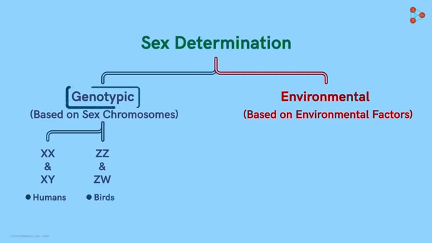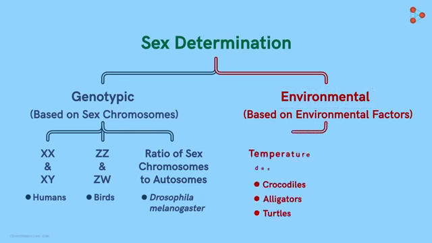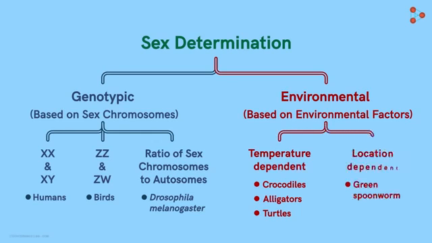Another type in this category is the ratio of sex chromosomes to the autosomes, which is seen in lower animals like Drosophila melanogaster. The second type of sex determination system is the environmental system. Animals like crocodiles, alligators, and turtles exhibit the temperature-dependent sex determination, while lower animals like the green spoon worm exhibit the location-dependent sex determination. So this was about the sex determination system found in various organisms.